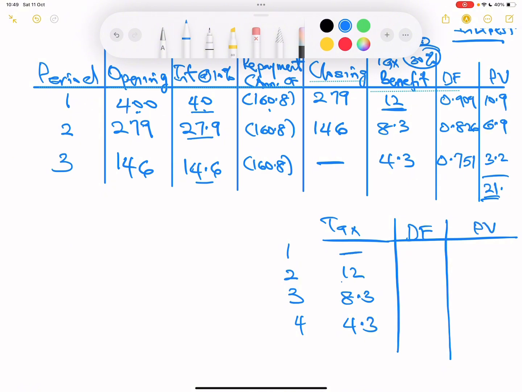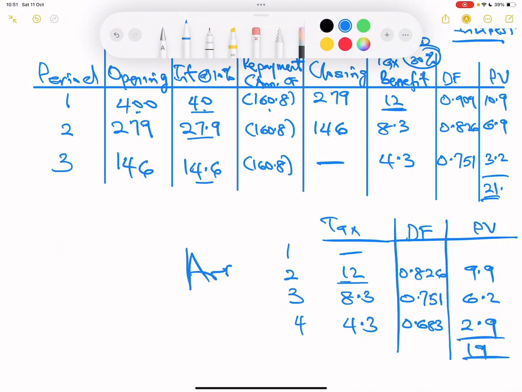So the cash flow in year 2 will be discounted at 0.826. And for the cash flow in year 3, we will need to use the year 3 discount rate, which will be 0.751. And we now need another discount factor for year 4. For year 4, if you look at your discounting table, present value table, that is 0.683. And the PV will be different as well. And that's 19. You can see different figures. So this is when tax is paid in arrears.